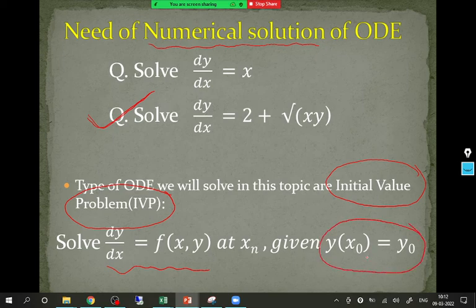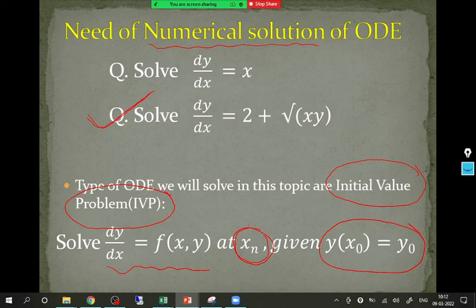This is the initial condition: y of x0 is y0. What is the meaning of that? When x is x0, the value of y is y0. That is the initial condition. So the problem is known as IVP, initial value problem. In that, generally we find a solution at some particular point. Now there are three methods that you will have: Picard's, Euler's, and Runge-Kutta.